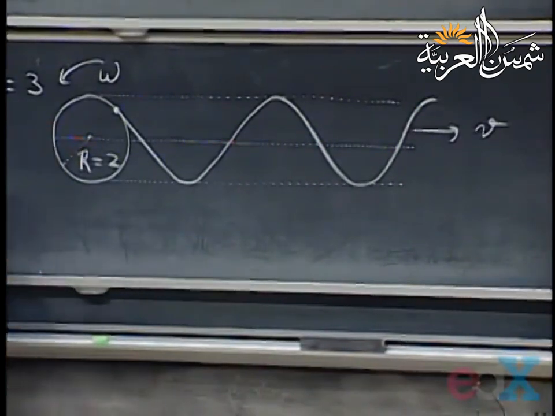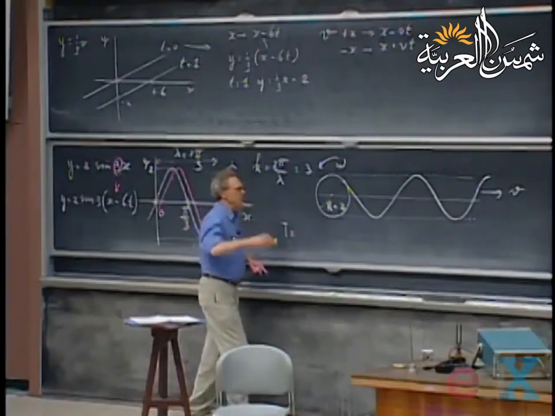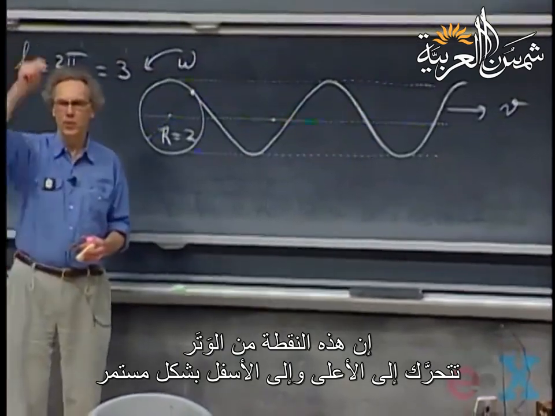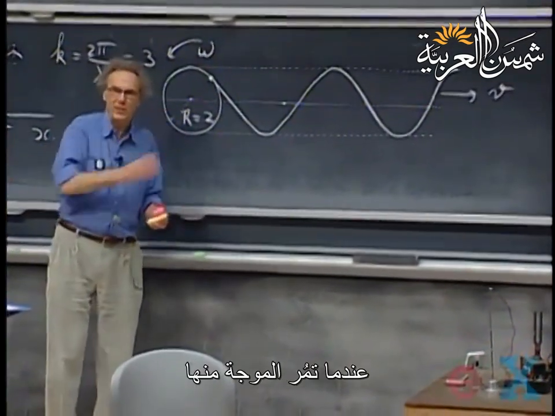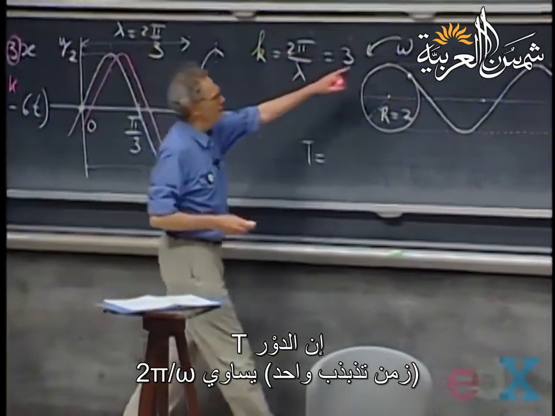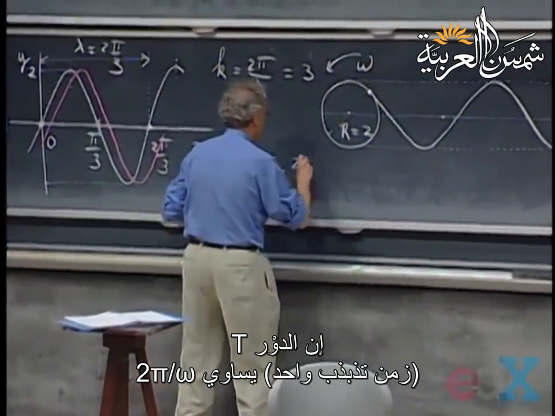The period of one oscillation, if you are here on the string, you're going up, you're going down, you're going up, you're going down. That's all you're doing when the wave passes by. The period of one whole oscillation is obviously 2 pi divided by this omega.